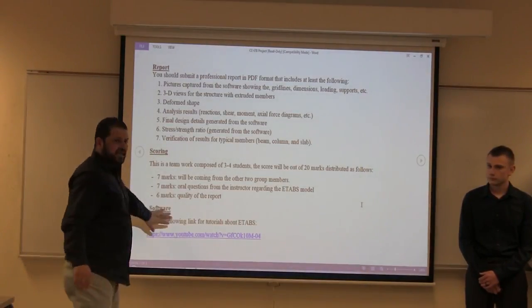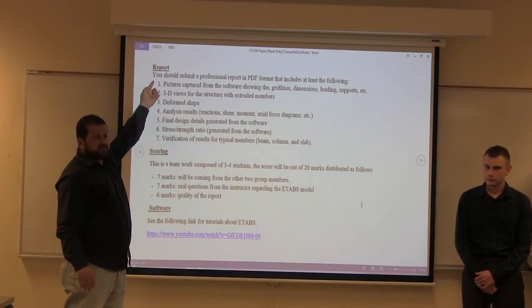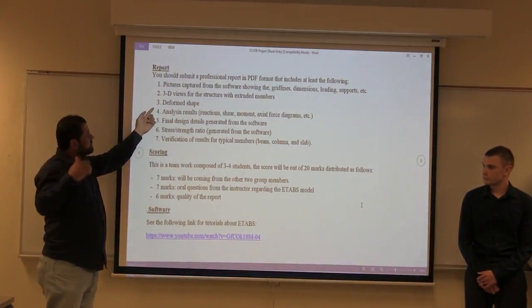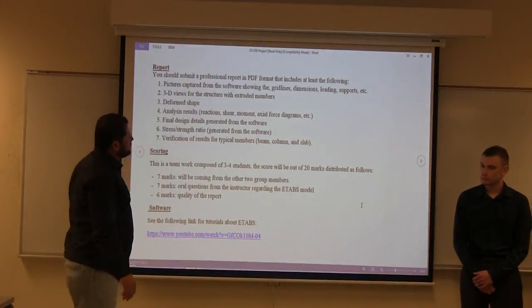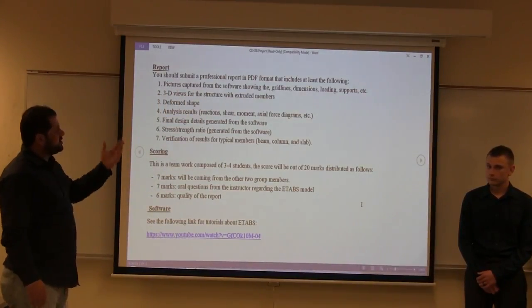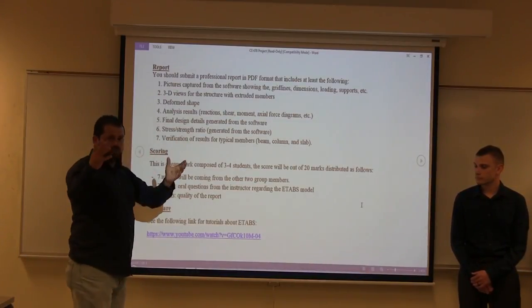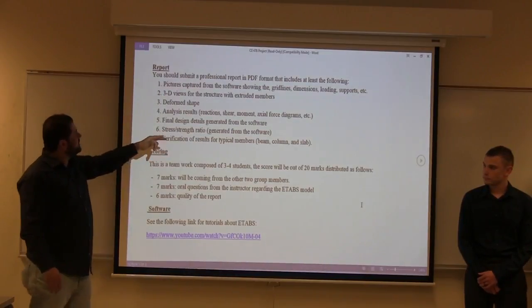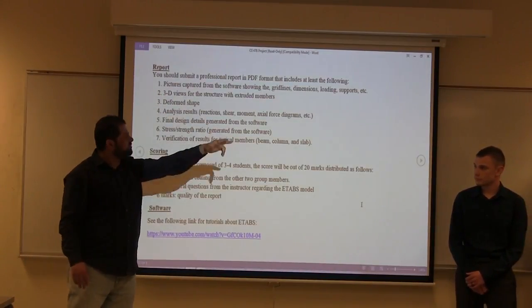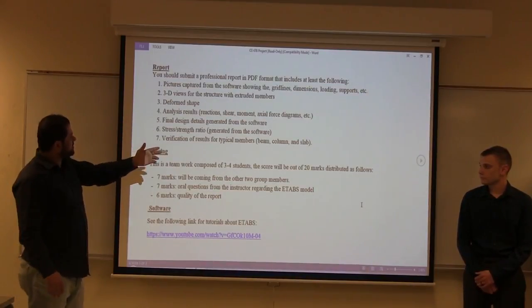And we are using ETABS in the analysis and design. And the report will typically include the following: at least pictures captured from the software showing grid lines, dimensions, loading, supports, etc. 3D views of the structure, just to show all the dimensions and diagrams of the structure. Deformed shape for verification. Analysis results: the axial, shear, moment, and force diagrams, and final design details generated from the software.